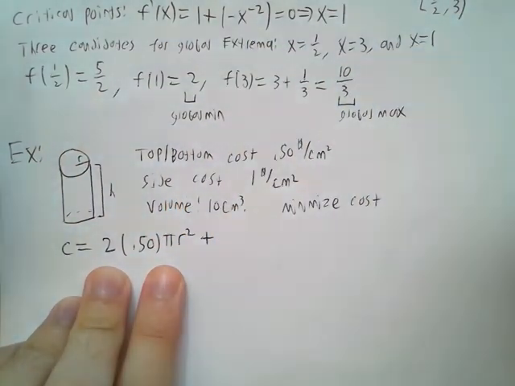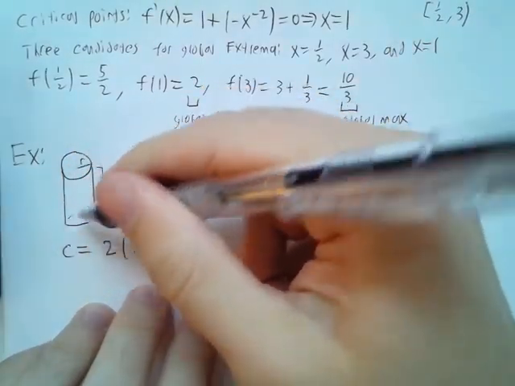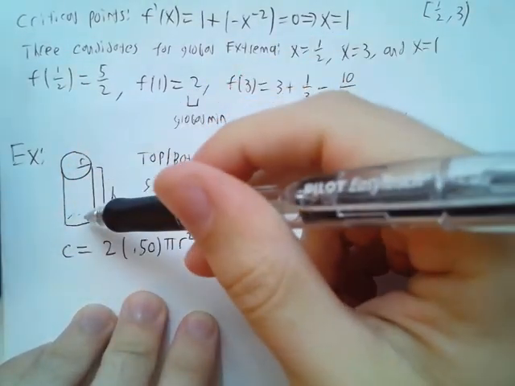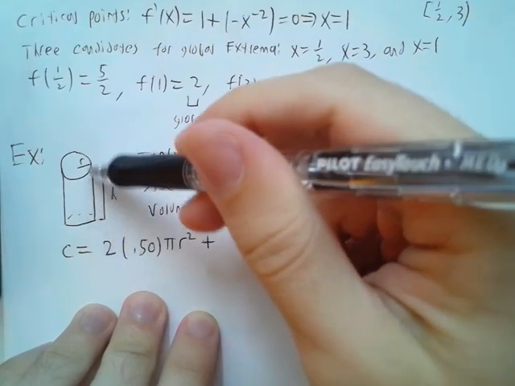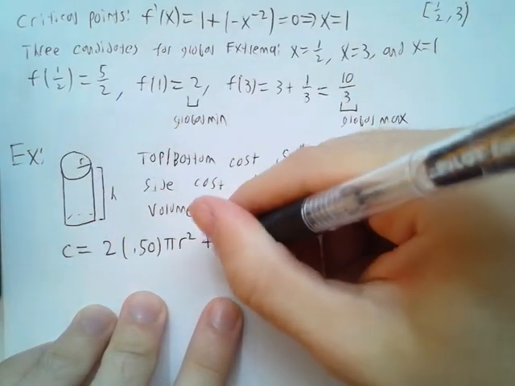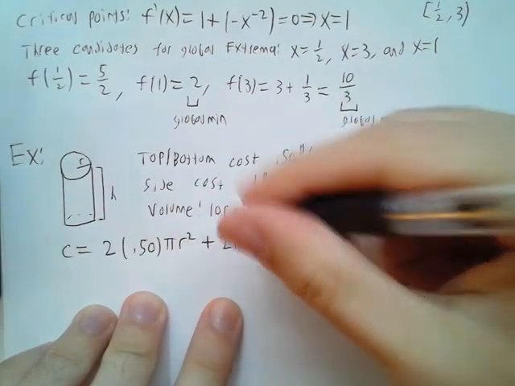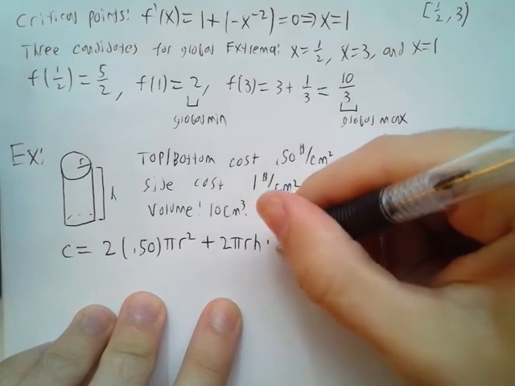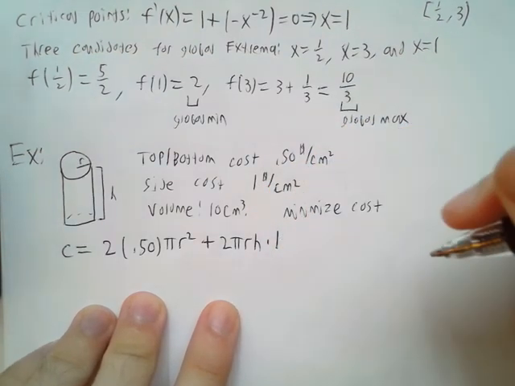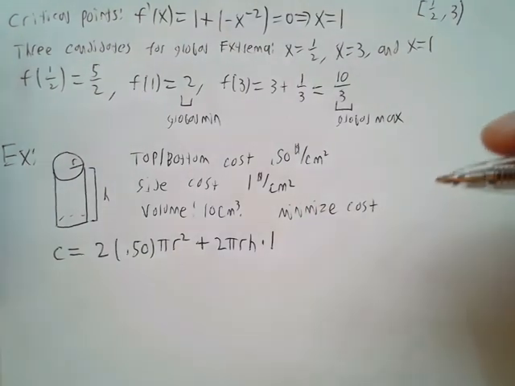We also have the cost of the sides. So the perimeter of the circle is 2 pi r. Then if we multiply by h, we get the surface area of the outside of the cylinder. So we'll have 2 pi r h. Then we have to multiply by the cost, which is 1. So we get this equation for C.